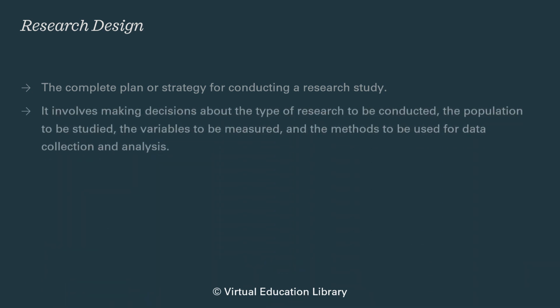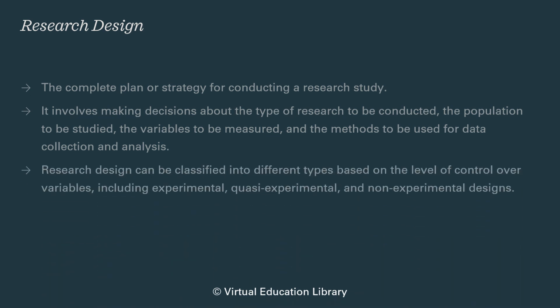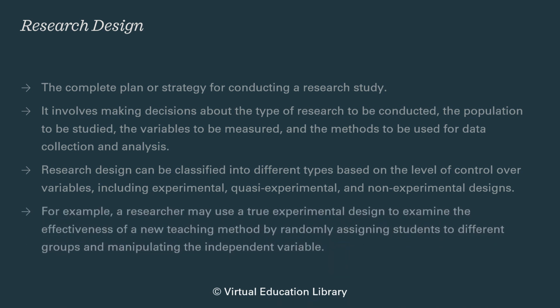So first of all, research design. This is an overall and a complete plan or strategy for conducting a research study. It involves making decisions about the type of research to be conducted, the population to be studied, the variables to be measured, and the methods to be used for data collection and analysis. Research design can be classified into different types based on the level of control over variables, including experimental, quasi-experimental, and non-experimental designs. So here is an example: a researcher may use a true experimental design to examine the effectiveness of a new teaching method by randomly assigning students to different groups and manipulating the independent variable.